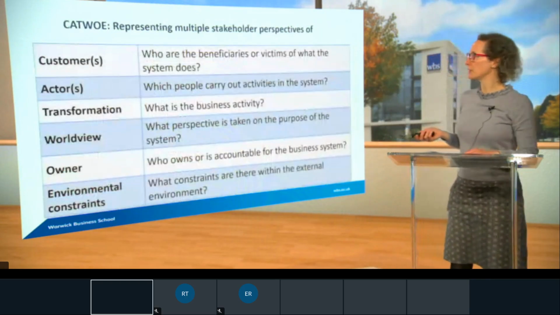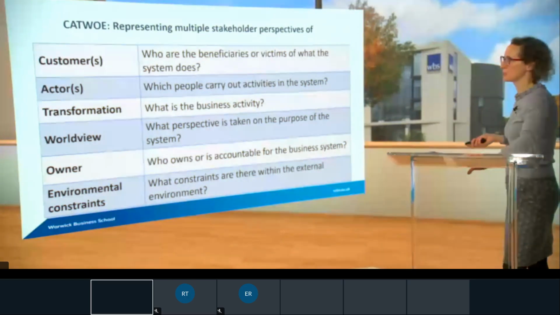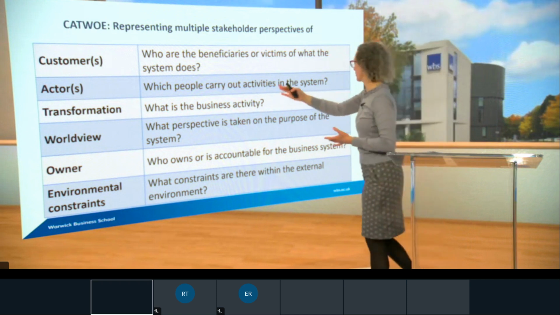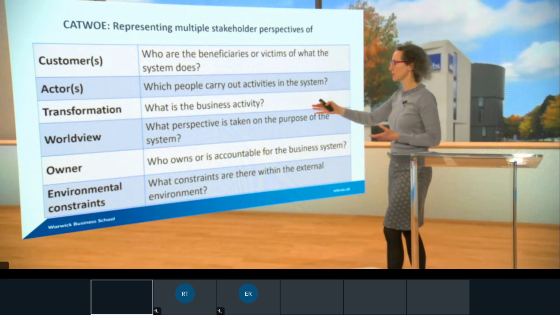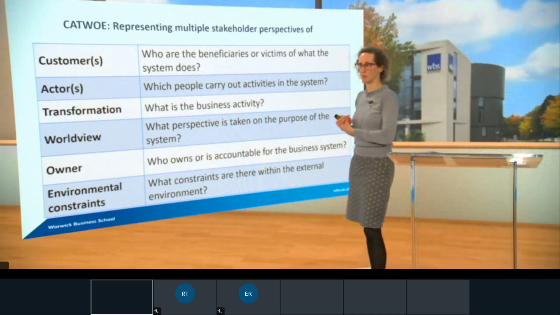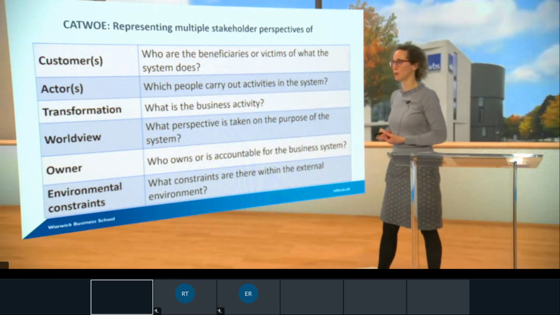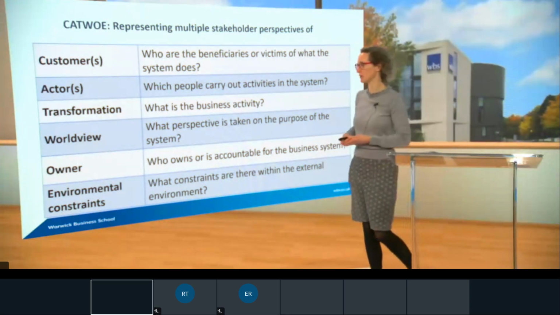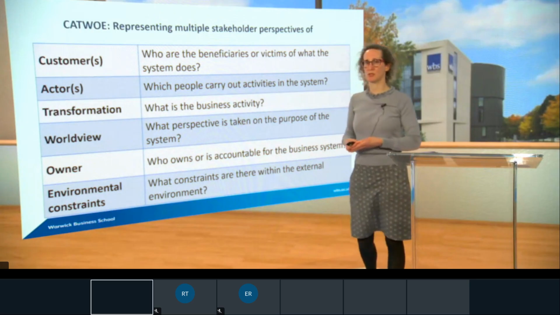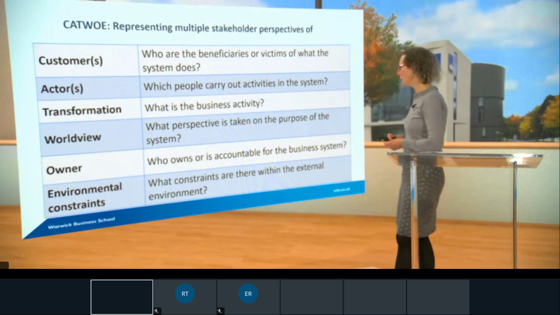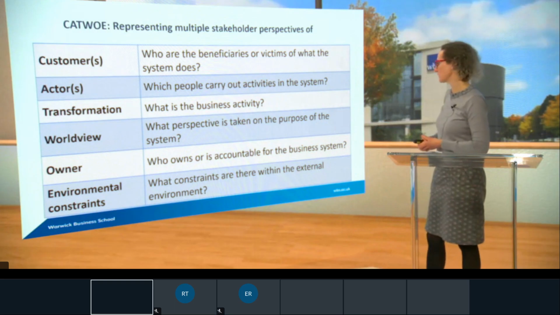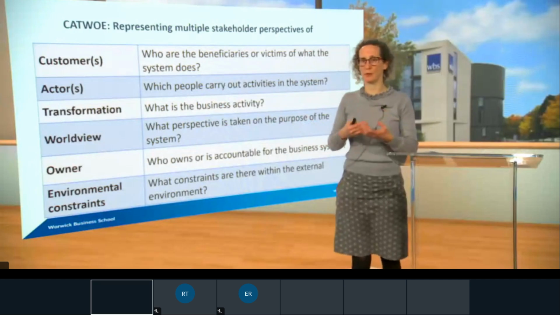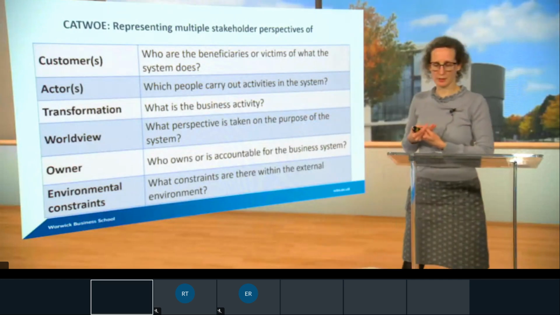However, some of you might find it easier to engage with this representation, where we say, okay, who are the customers? Who are the beneficiaries or victims? The actors. Who's carrying out the activities? Transformation. What actually is the business activity? The worldview. What perspective is taken as to why that system is being operated, why that purpose is a good purpose, a desirable purpose. The owner is the person who owns or is accountable for the business system, and the environmental constraints are the constraints in the external environment, the things that have to be dealt with. They're more readily understood when you've got examples.